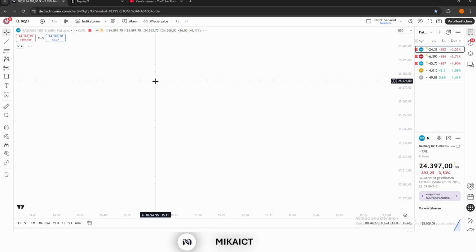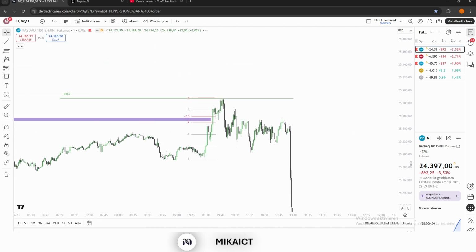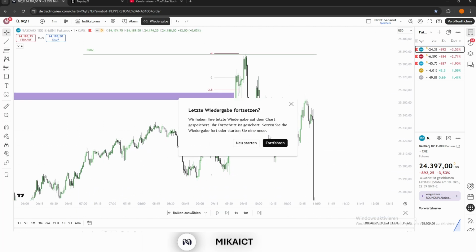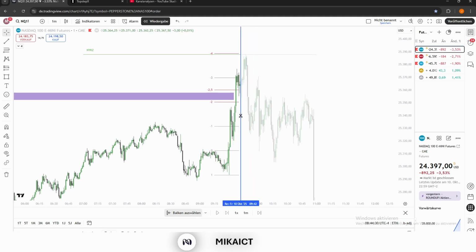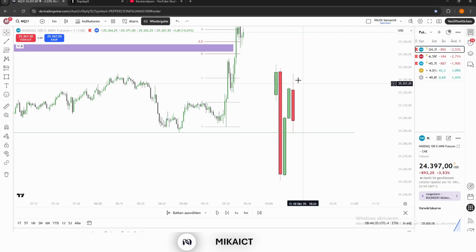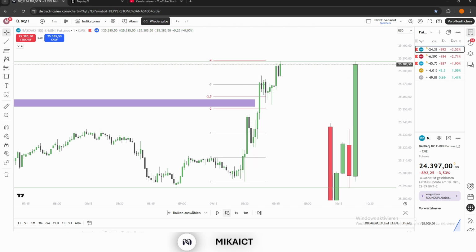Now I want to go on the 1-minute chart, because my entry was on the 1-minute chart. What I simply want to do is go into replay mode. I just want to do it from here. You can see I also use PO3, and price was pumping up, and I wanted to see price hit the -4 level, and that's what we received here.